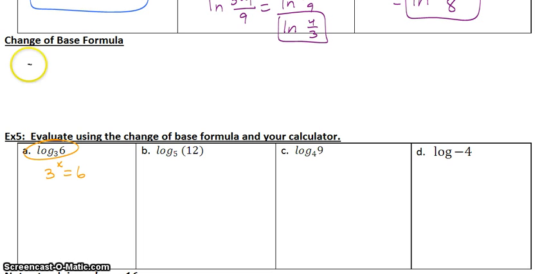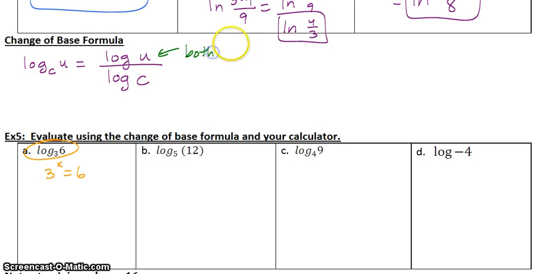Here's the formula. Let's say I had log base c of u. So c and u are just two real numbers. This changes into log of u divided by log of c. Log of u divided by log of c. And notice that what I've done right here is both of these are base 10. Both logs are log base 10, and the reason I wanted to do that is because log base 10 I can type into my calculator.